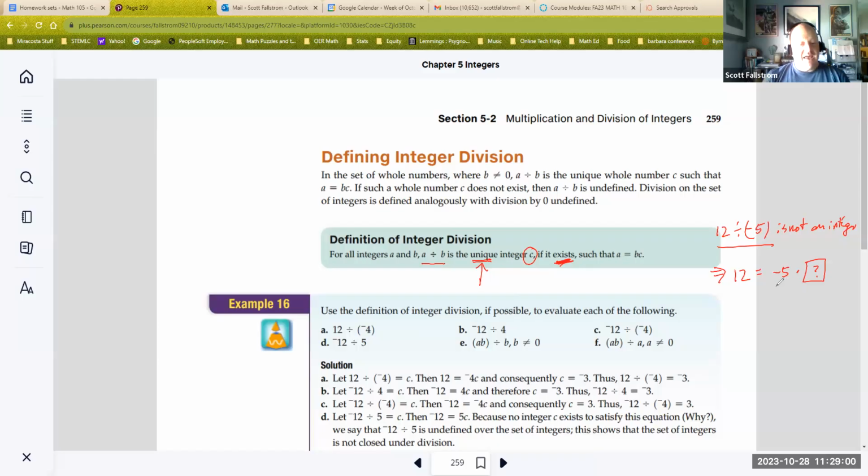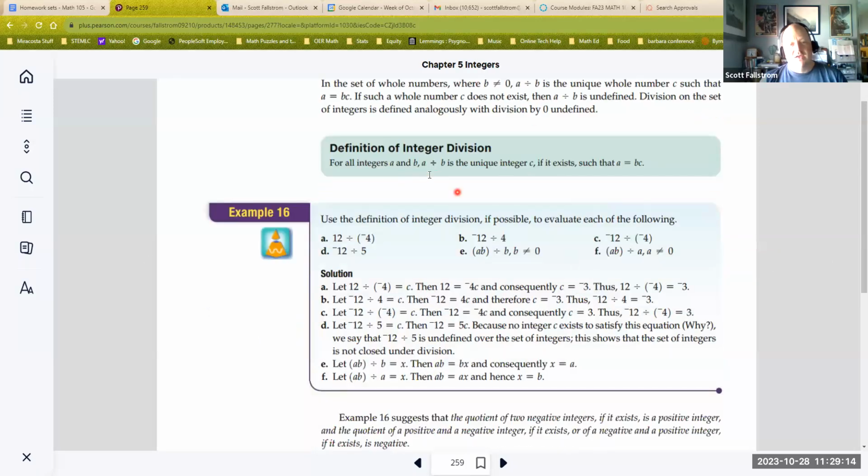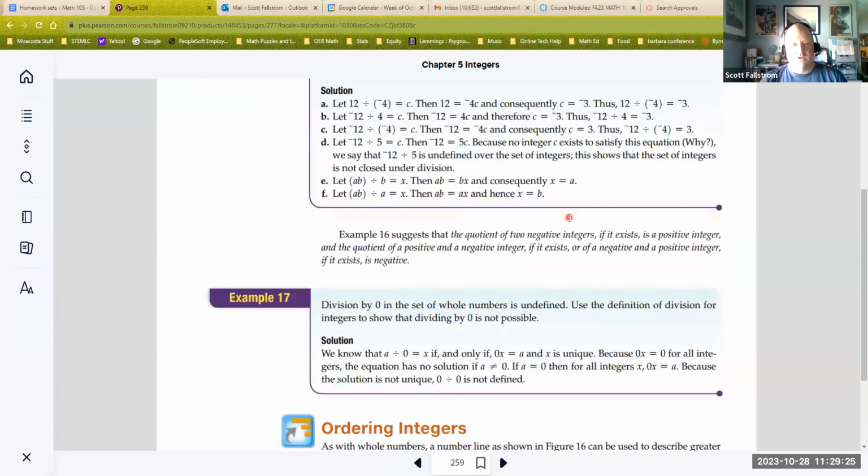And we could say that it is also undefined. We just want to make sure if we say it's undefined in the integers. There is no integer that makes that happen. Okay, so all of our things that we talked about with whole numbers are still going to be okay. 0 divided by 0 is undefined because it's not unique. 5 divided by 0 is undefined because it doesn't exist. Okay. All right. Let's see here.